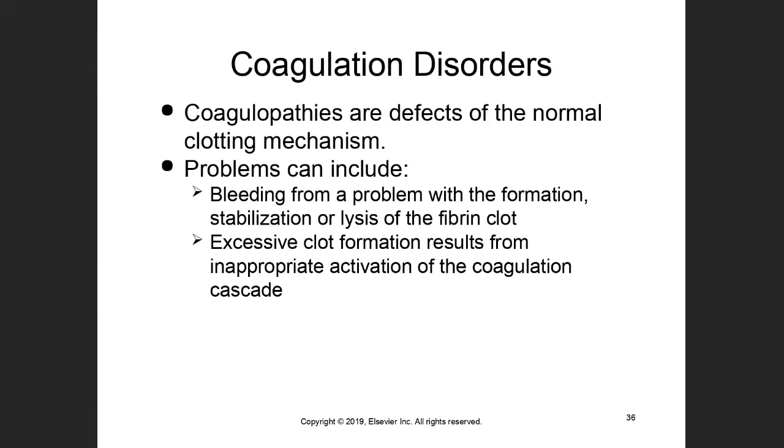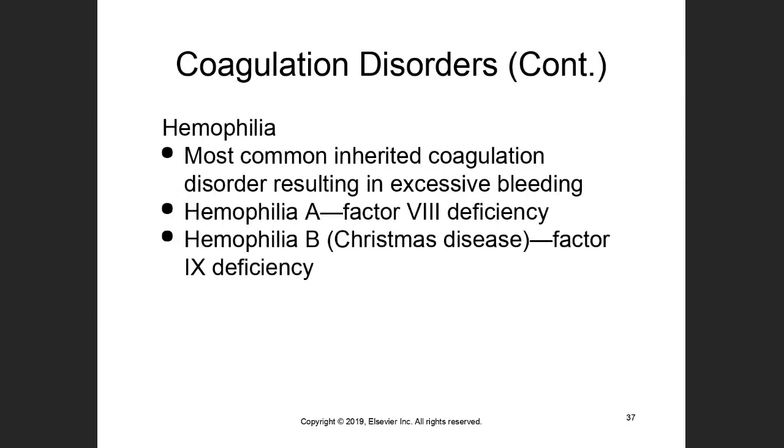Coagulopathies are defects of the normal clotting mechanism. Problems can include bleeding from a problem with the formation, stabilization, or lysis of the fibrin clot, or excessive clot formation. We are going to see consumptive coagulopathies, DIC, later in this chapter. And right here we have hemophilia. Okay, hemophilia is a genetic disease and is X-linked. A and B are X-linked.